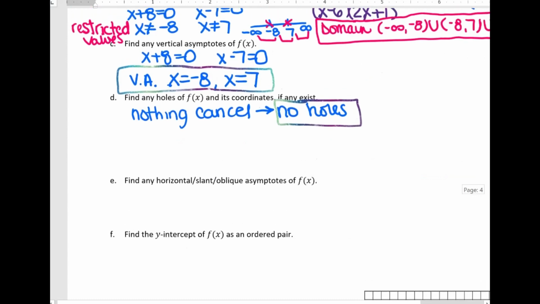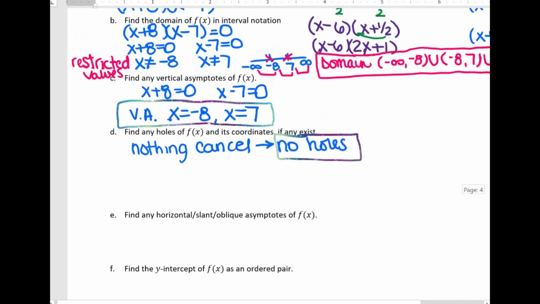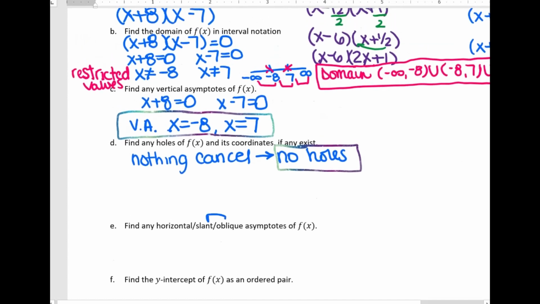We need to find any horizontal or slant or oblique asymptotes. Remember, slant and oblique are the same. They're the y is equal to mx plus b form. Our horizontal asymptote is y equal to some number without the x included. And this is all dependent upon the degree of the numerator and degree of the denominator.